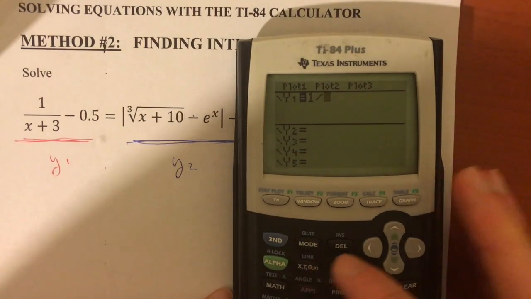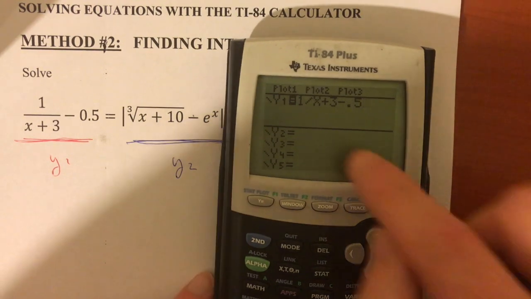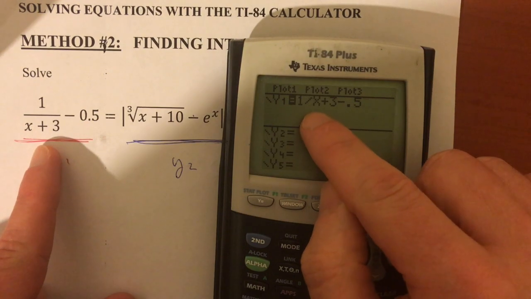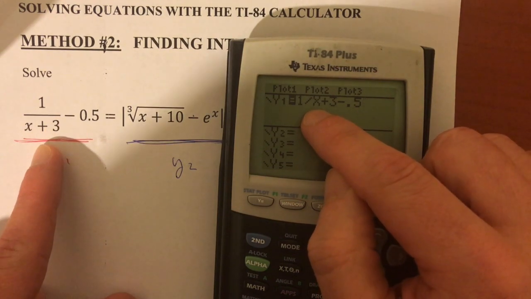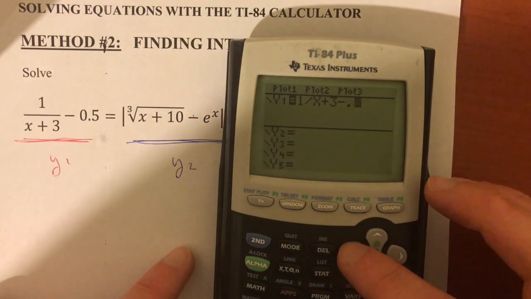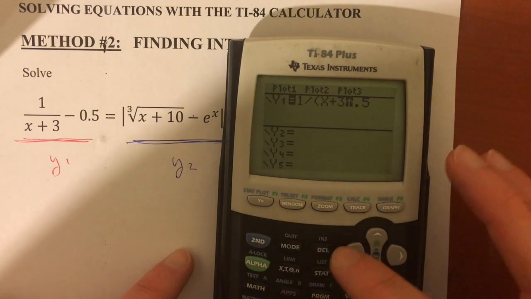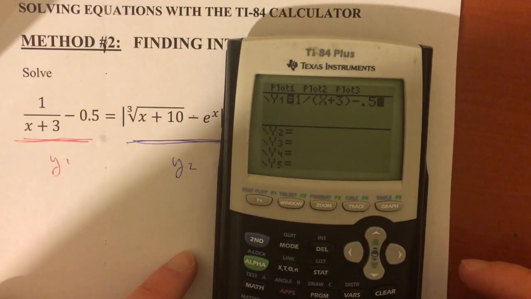Now I'm going to do something that a lot of you would do, and it would be wrong. Hopefully you wouldn't do it. x plus 3 minus 0.5. Do you see the problem with this? The problem is that I didn't put parentheses around the denominator, so the calculator is going to think that only x is the denominator, and then it's going to add 3 after the fraction. So to do this, you have to remember to use parentheses, and now it tells it, oh, okay, x plus 3 is that entire denominator.